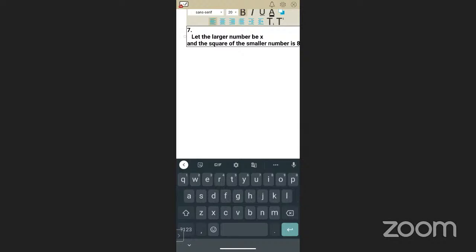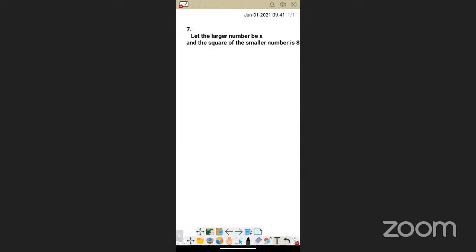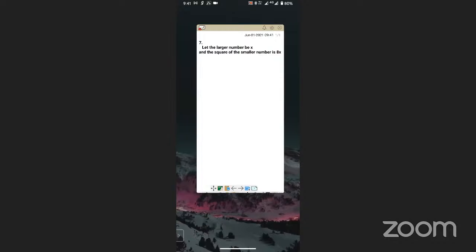Okay. Let me go this side. 8x. This one. Understood? What I have written. Let the larger number be x, and the square of the smaller number is 8x. Sorry, here instead of is you write b. Now let us go here and see again what they say. They say the square of this smaller number is 8 times the larger number. Now they say the difference of squares of two numbers is 180.